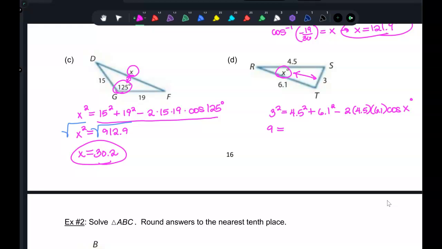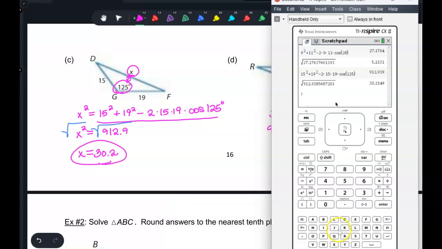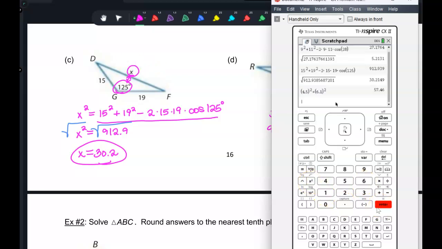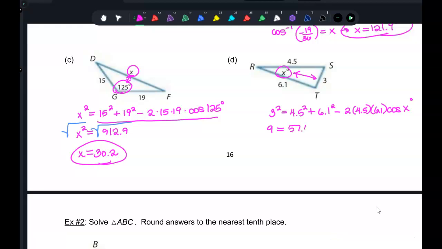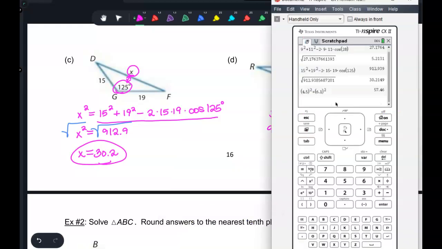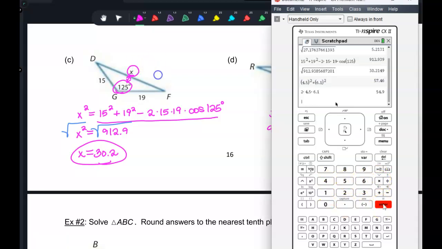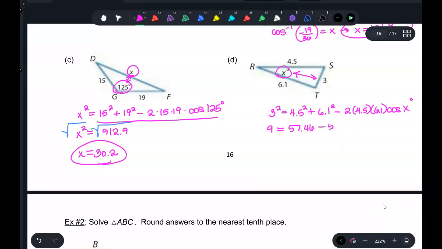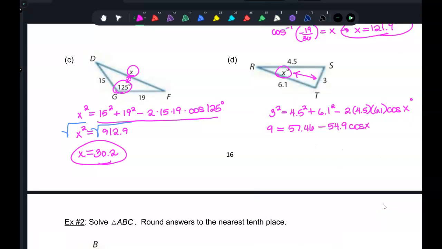Here we get 9. And then we'll do 4.5 squared plus 6.1 squared, which gives us 57.46. Then we want to subtract 2 times 4.5 times 6.1. That's going to give us 54.9 times the cosine of x.